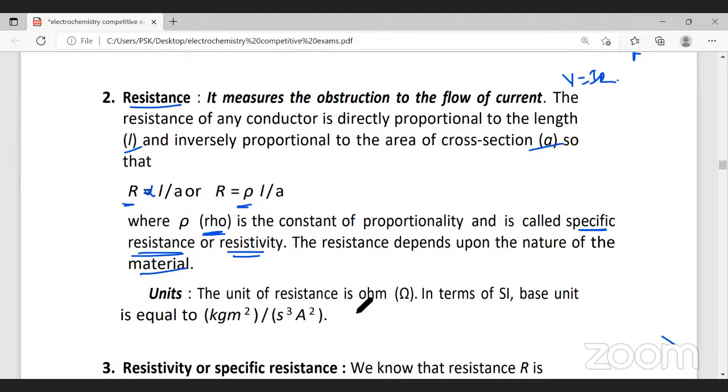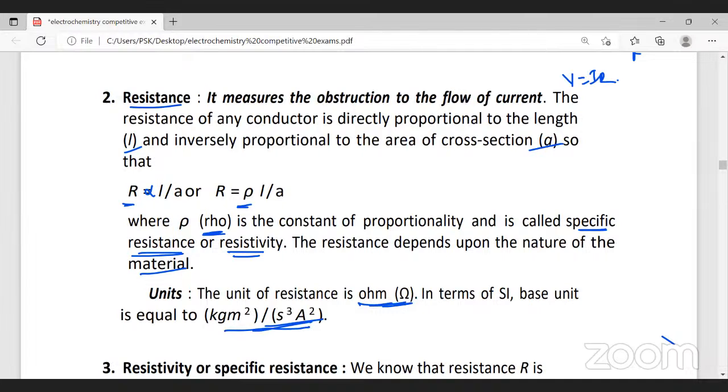The unit for resistance is ohm. In terms of SI units it is kg meter square per second cube ampere square. So don't worry about this. The unit for resistance is what? Ohms.